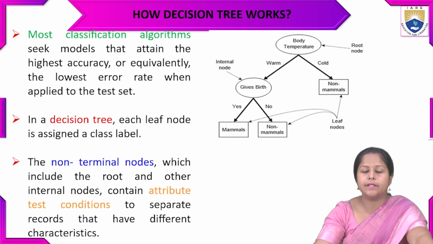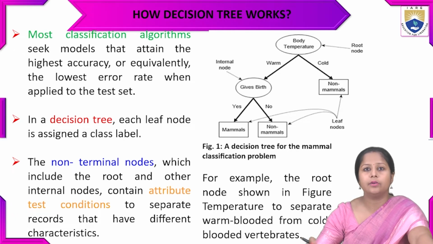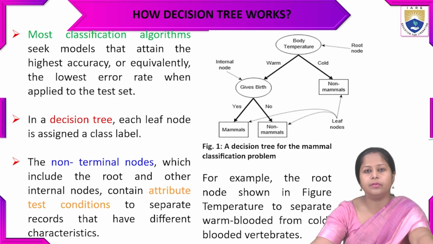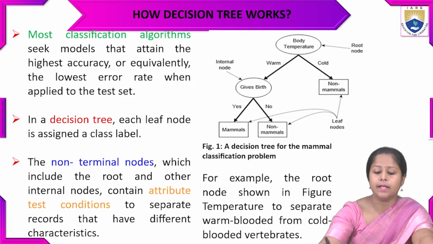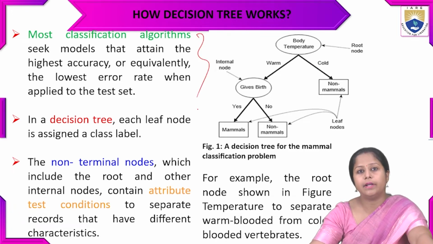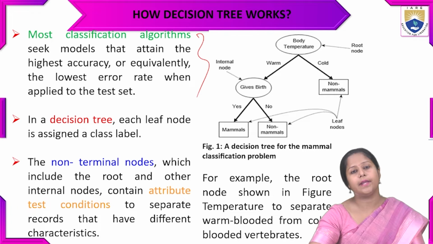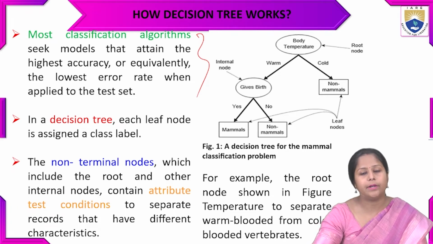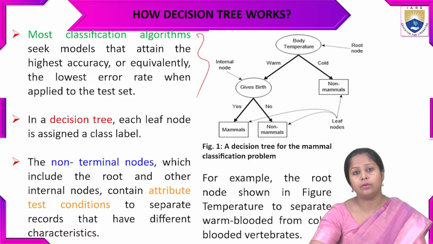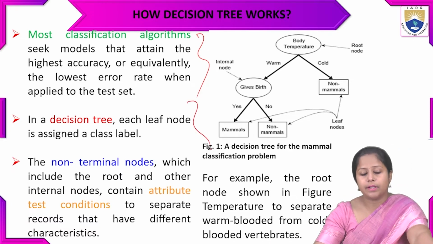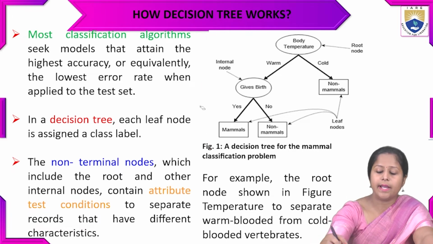Now, how is the decision tree going to work? Mostly the classification algorithm seeks the model that attains the highest accuracy, or equivalently the lowest error rate. If higher accuracy is there, the error will be low. That model will be applied to the test set, that is, to the unknown class labels. In the decision tree, each leaf node is assigned a class label, as we know.